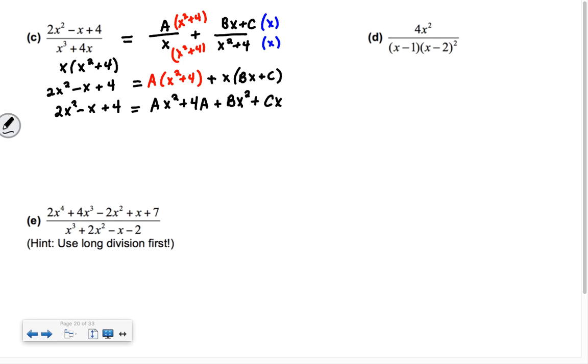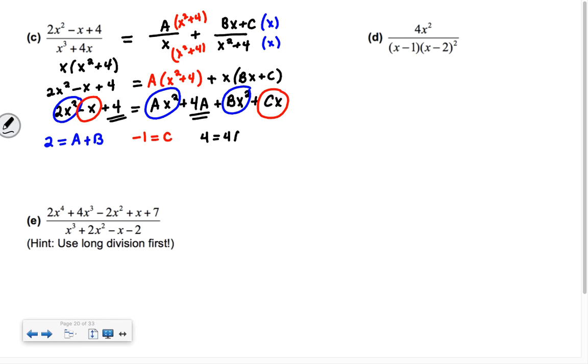Okay, so again, we're matching things up. So we have our x squareds. So we have 2 is equal to a plus b. We have our x terms. So negative 1 is equal to c. And we have our numbers. 4 is equal to 4a. Still with me?